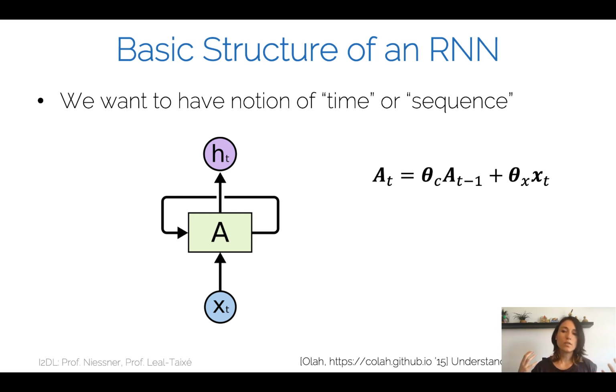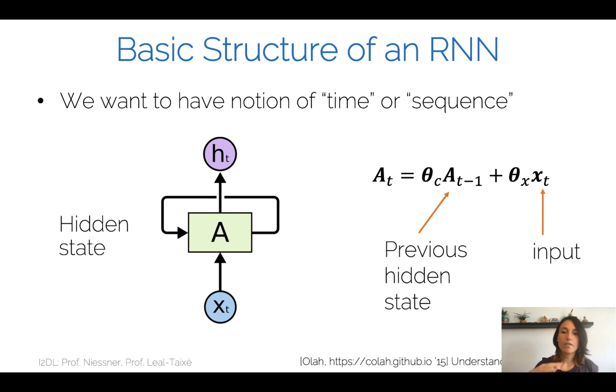And these two sources of information, the past information that is condensed in the hidden state at-1, and the current present information that is coming from input xt, are going to be processed in different ways with two different sets of weights, which are theta c and theta x. And once we process all of this information, we're going to condense it into the current hidden state at.